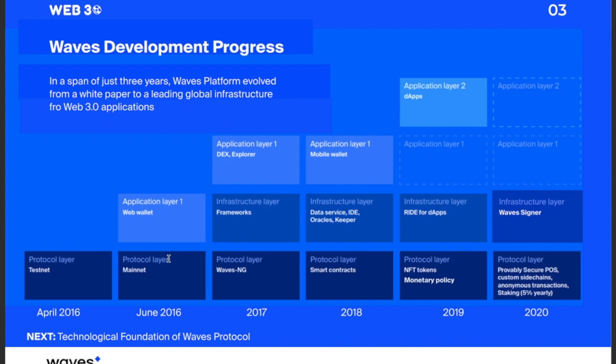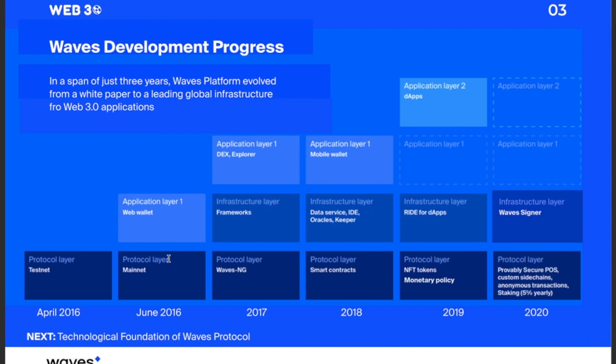And in 2019, the Waves blockchain had support for non-fungible tokens. This is very important for developers who intend to build games that make use of blockchain technology. And also, the monetary policy came in. The community is able to decide the monetary policy of the entire ecosystem. Also, in 2019, it is possible to build your own dApps that run on the web or mobile apps on the Waves blockchain.